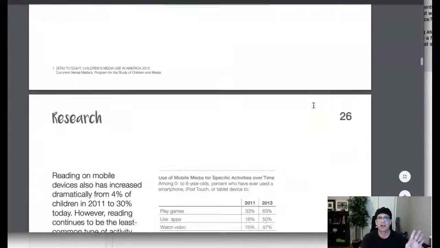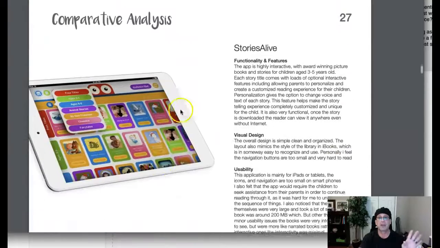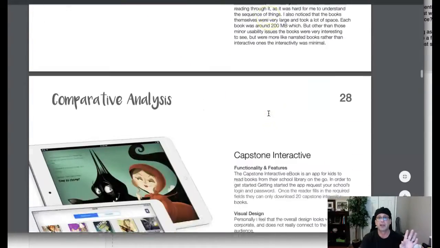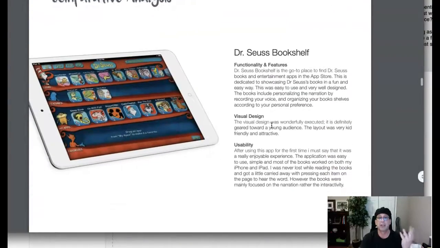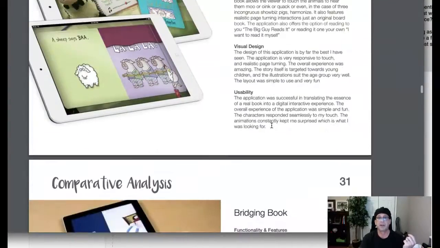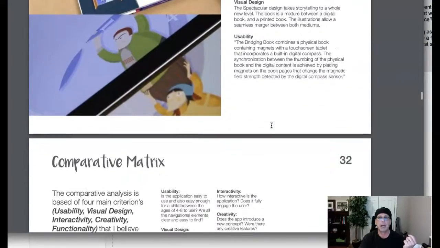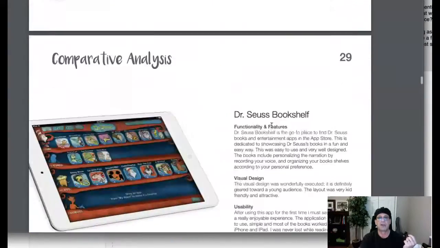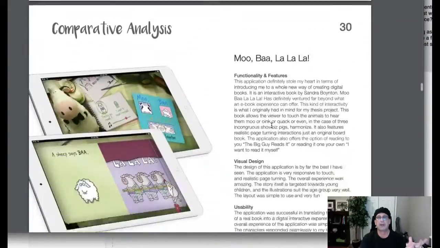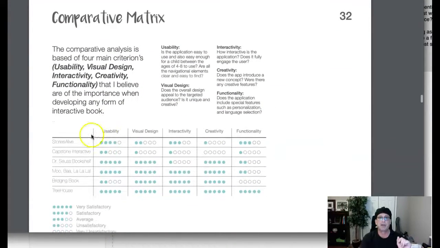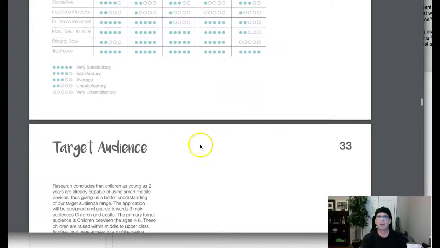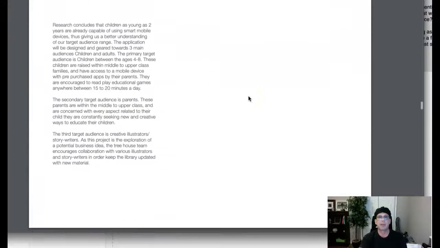We have the comparative analysis, basic research, comparative analysis, where the designer's looking at the competition, giving the pros and the cons of the competition. Three different sets, actually four different sets of competition, right? Actually, no, there's five. So this is really thorough in analyzing the competition. Comparative matrix. This is actually a side-by-side comparison of all of the competitive apps that were listed in that section. We have the target audience.